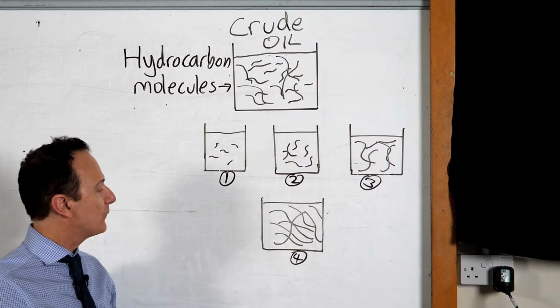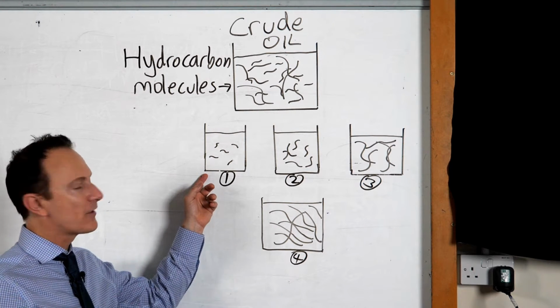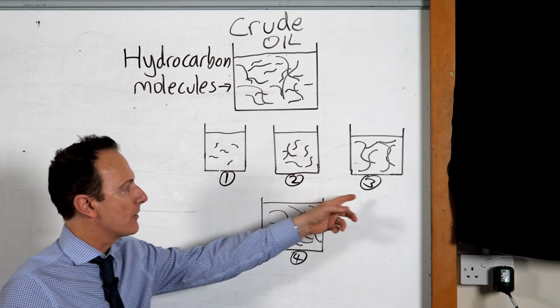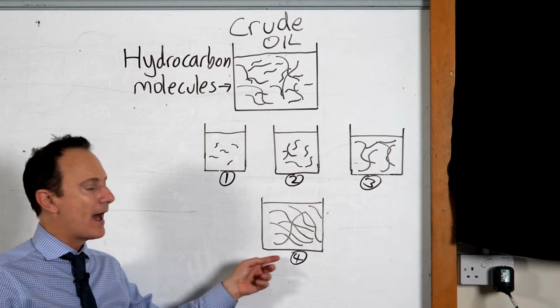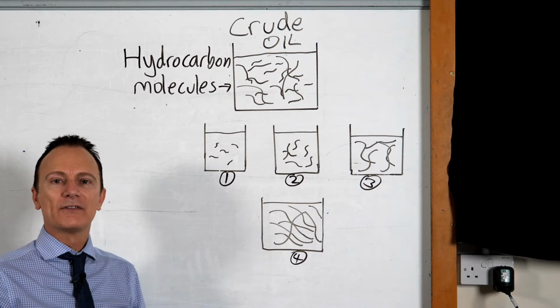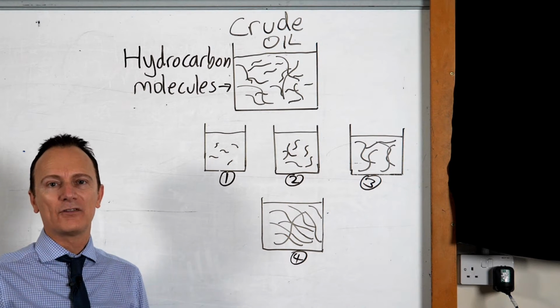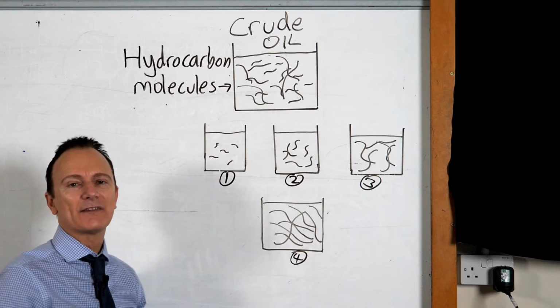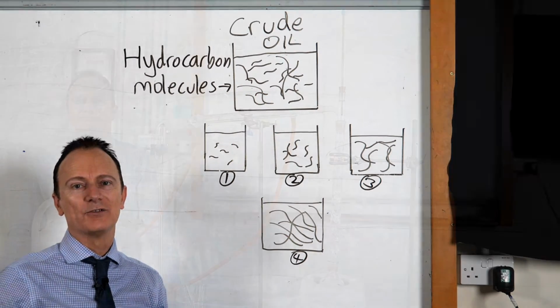So we can see with these 4 fractions, the first fraction has very short hydrocarbon molecules, the second fraction slightly longer, the third one longer still, and the fourth fraction has some very long hydrocarbon molecules. So this is what fractional distillation is all about, turning that mixture into fractions of similar sized hydrocarbon molecules.